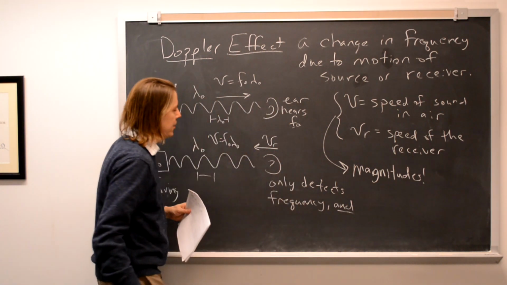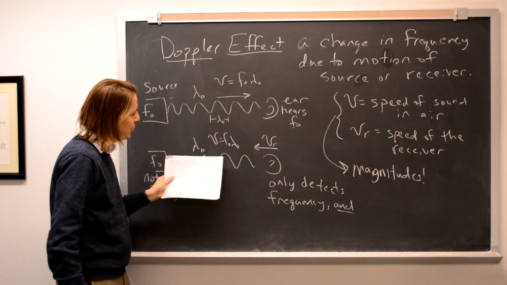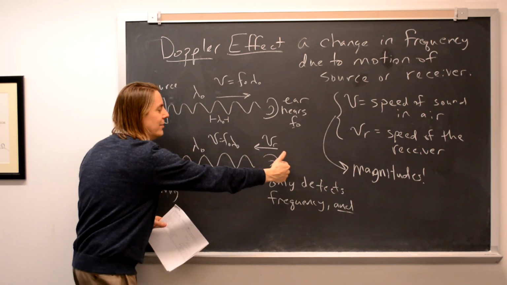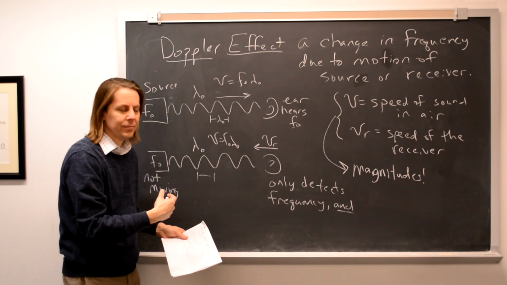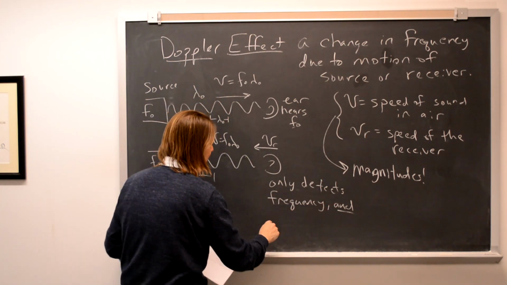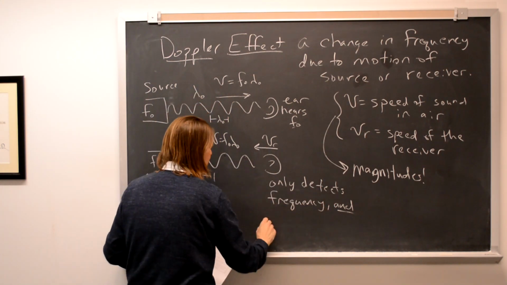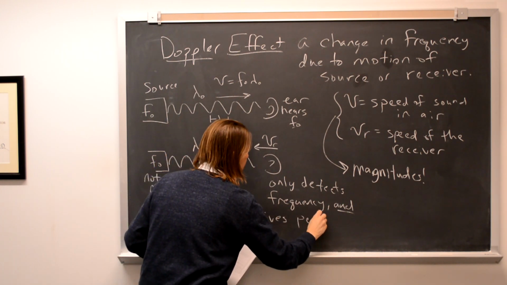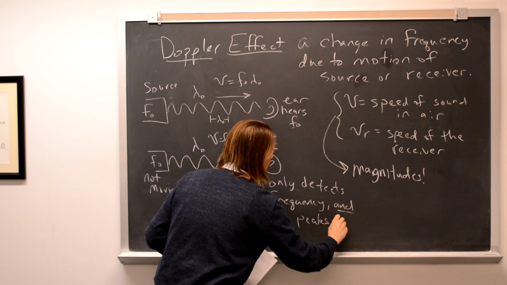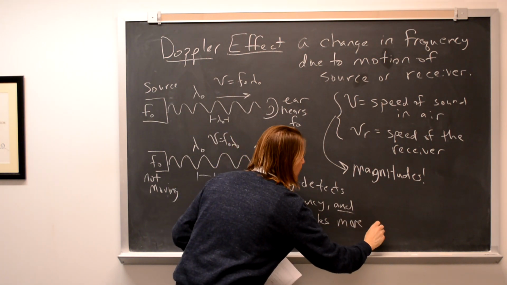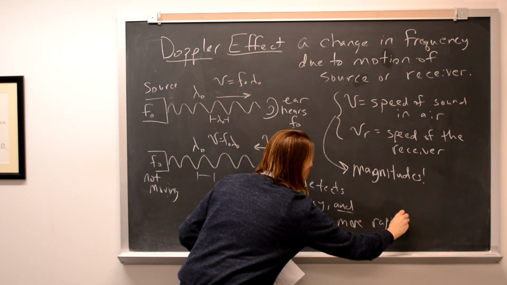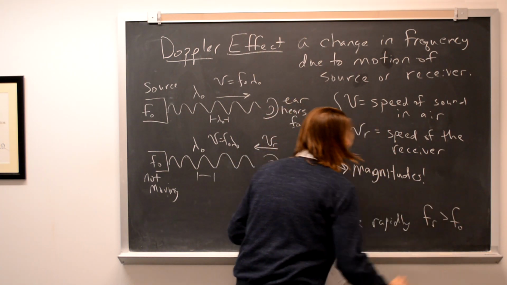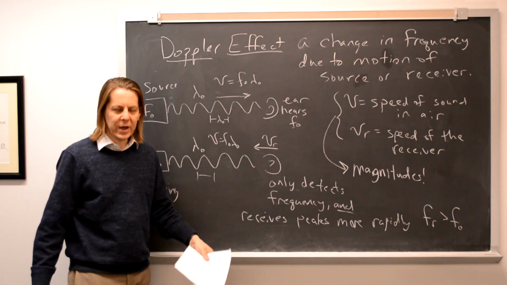And the key here is that if the wave is moving at v like it's supposed to, and these peaks are going by every period like they're supposed to, if the ear is moving this way, it hits them more often. Right? So this only detects frequency, and the moving ear receives peaks more rapidly because it's moving into the wave. Therefore, the frequency the receiver hears is greater than the frequency of the wave in the air.